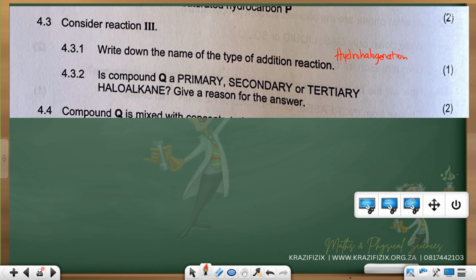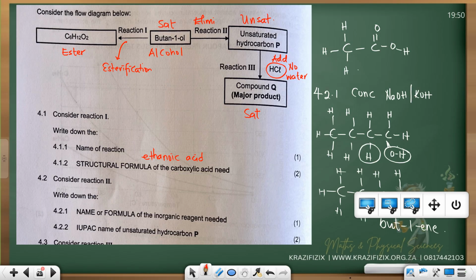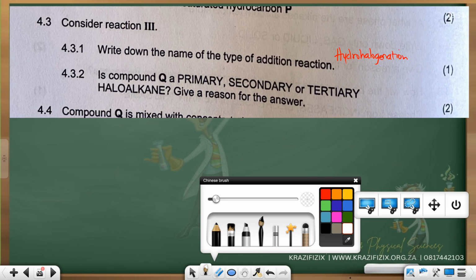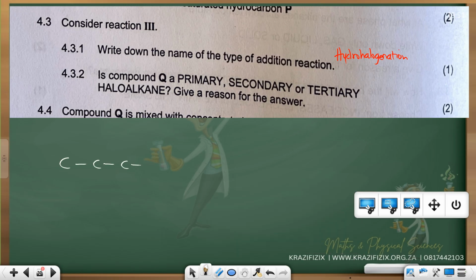Is compound Q a primary, secondary, or tertiary haloalkane? Where's compound Q? Oh, it's a major. Okay, can we quickly do that together? These guys are clever. If you get that one wrong, P, you are going to get Q wrong. But what is our P? What did we say? But-1-ene. All right. So if I draw my but-1-ene, like that, right? What are we adding? HCl.